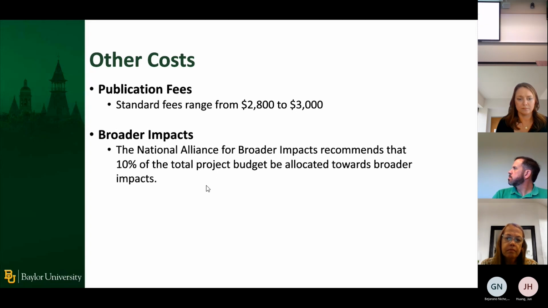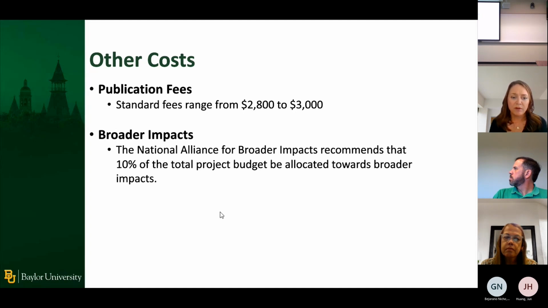On campus, we do have the Mayborn Museum that has a fee schedule available for us to help with broader impacts. And then we do have some services available to us that we don't have to pay for. So we just need to be sure that we're addressing that in the proposal if we're using the rooms on campus, so we don't have to pay for those things.